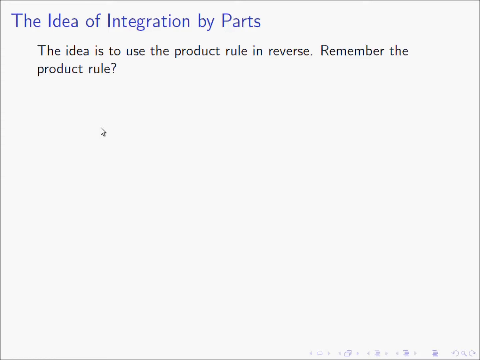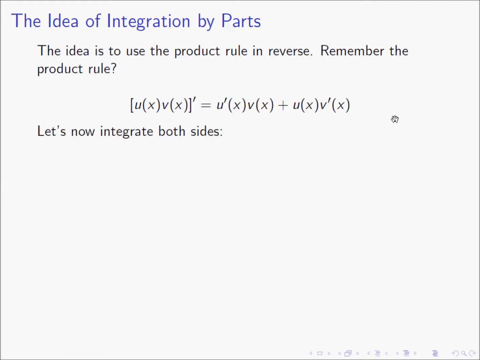Okay, what is the idea of integration by parts? The idea is just to use the product rule in reverse. The product rule is a rule for finding the derivative of the product of two functions. What it says is this: you have the product of u times v. If you take the derivative of that, you get u prime times v plus u times v prime. That's the product rule. So we're going to try to apply this formula for integrals.